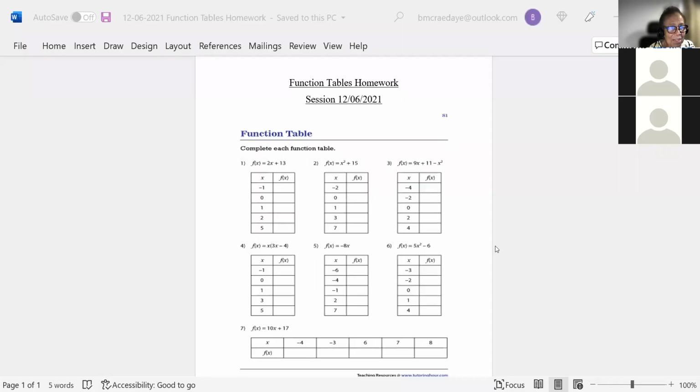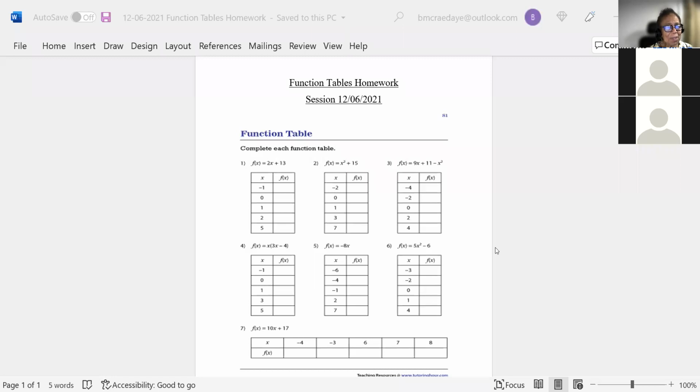The two that I can't get right, I do them over and Barbara said it's wrong. I was like, I give up. Okay. Do you see the function tables homework?